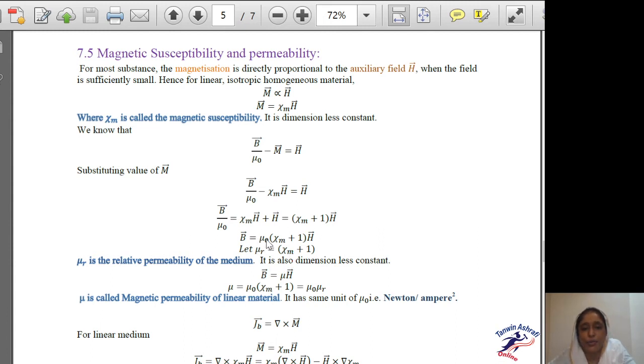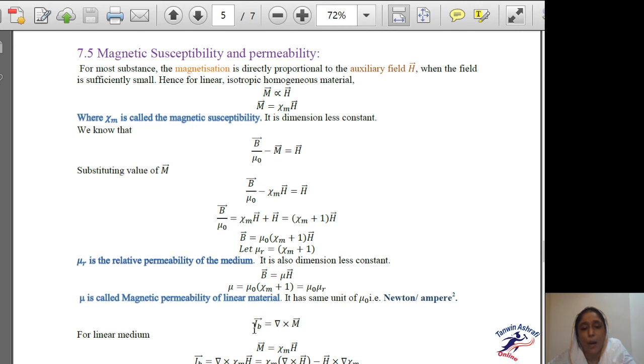Therefore, we have mu naught mu r, and let that mu naught mu r be mu, which is the magnetic permeability of the linear material. It has the same unit as mu naught, that is Newtons per ampere square.